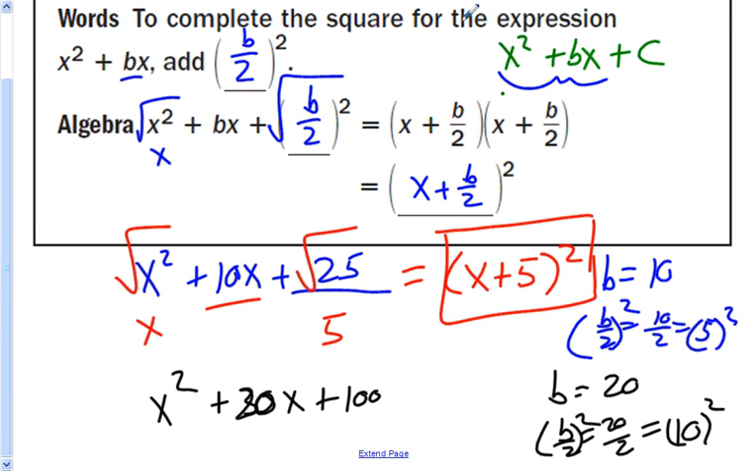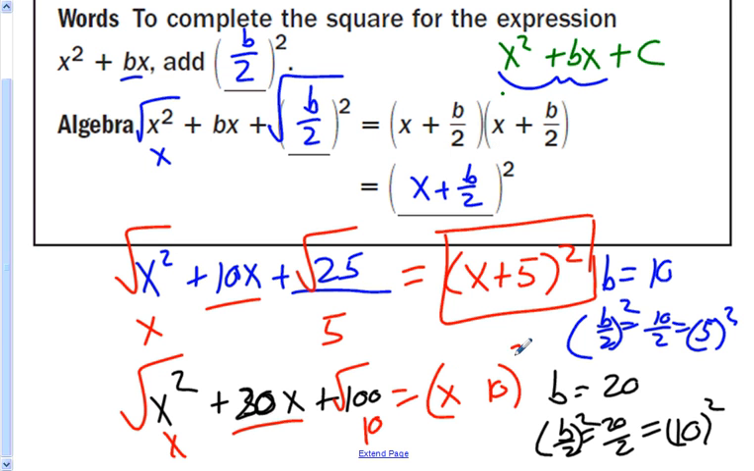Again, you can do the little test real quick. You should have square root of x squared is x, square root of 100 is 10. In the middle, I should have 2 times 10 times x, which 2 times 10 is 20, times x is 20x, which is right there. So this will factor down to x plus 10 squared, and then whatever the sign is, the first one, which is plus. So I've got a perfect square trinomial.